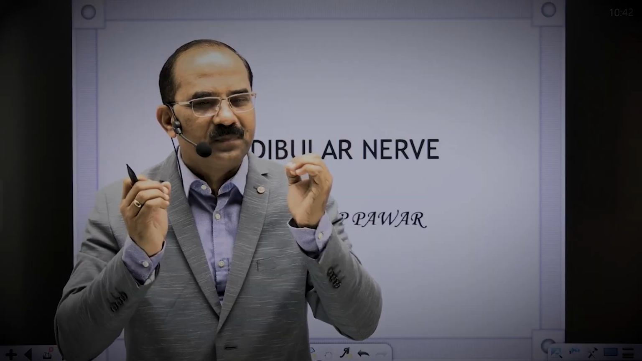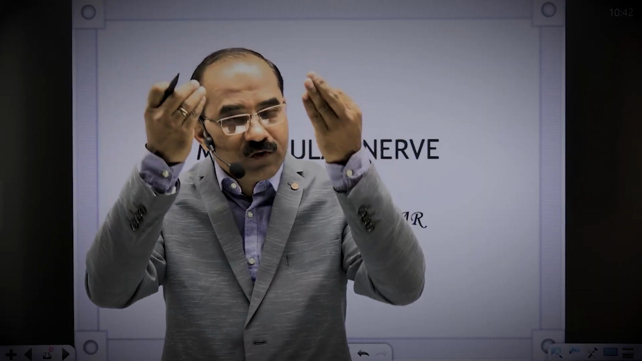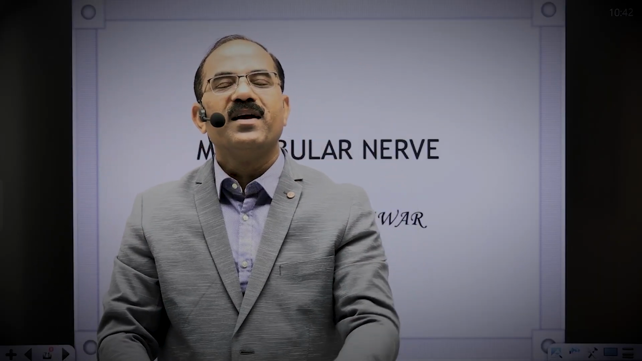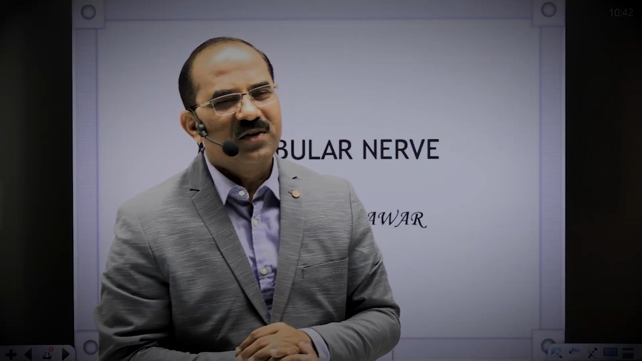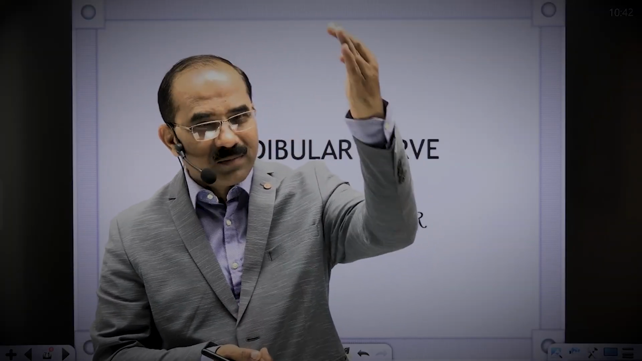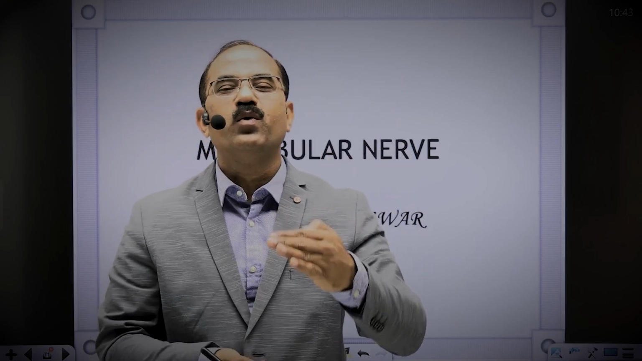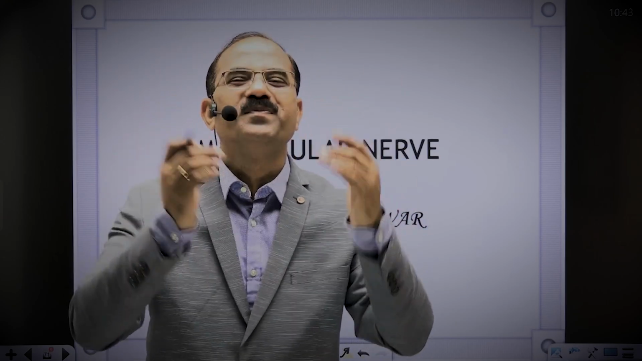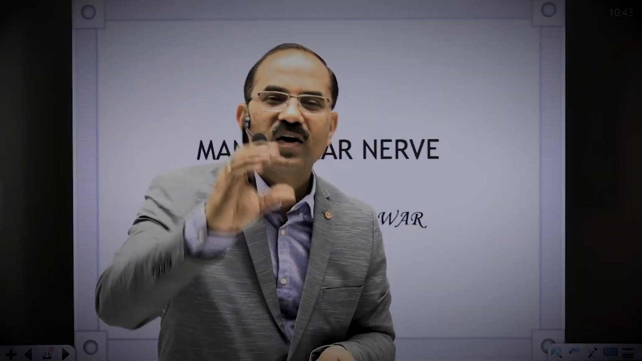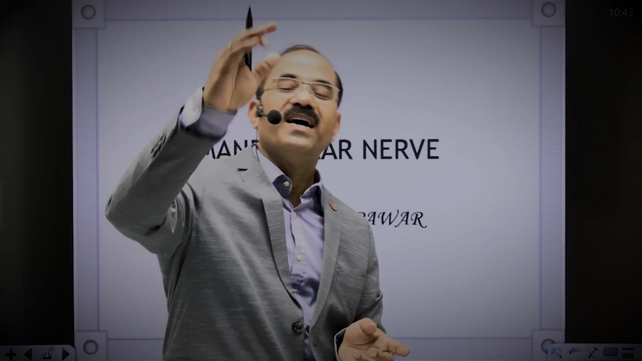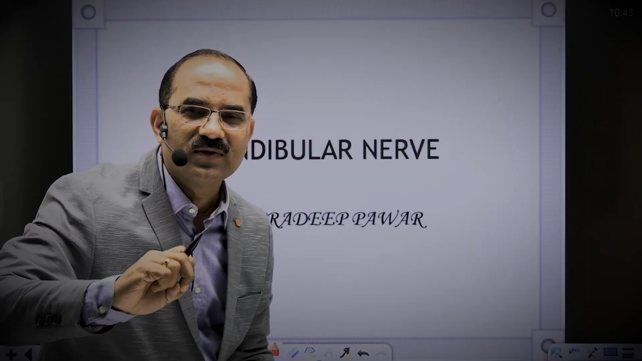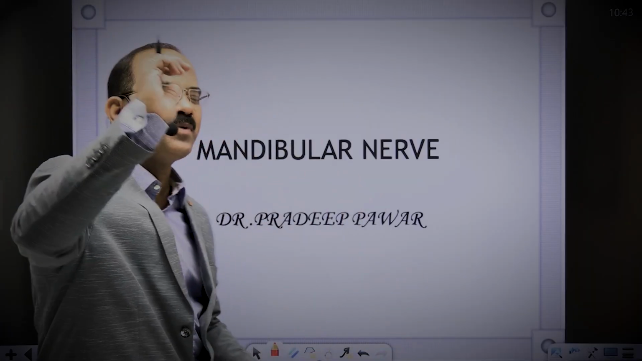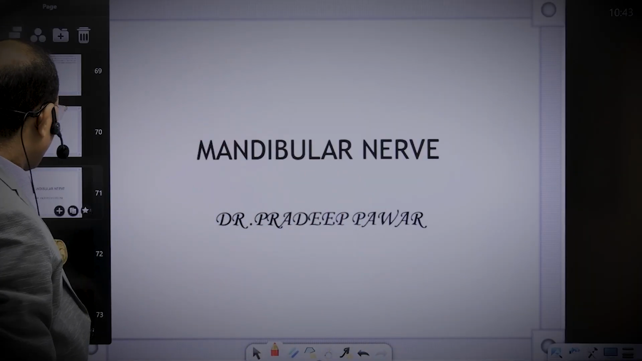That's the foramen ovale. And you tell me now, students, the moment the mandibular nerve gets out through the foramen ovale, where is it lying? Come on, students, if you can answer this. The moment the mandibular nerve from the skull gets out through the foramen ovale, where is it lying now? In the infratemporal fossa. Did I not tell you this in the lecture of infratemporal fossa? One of the contents, mandibular nerve. Clear?